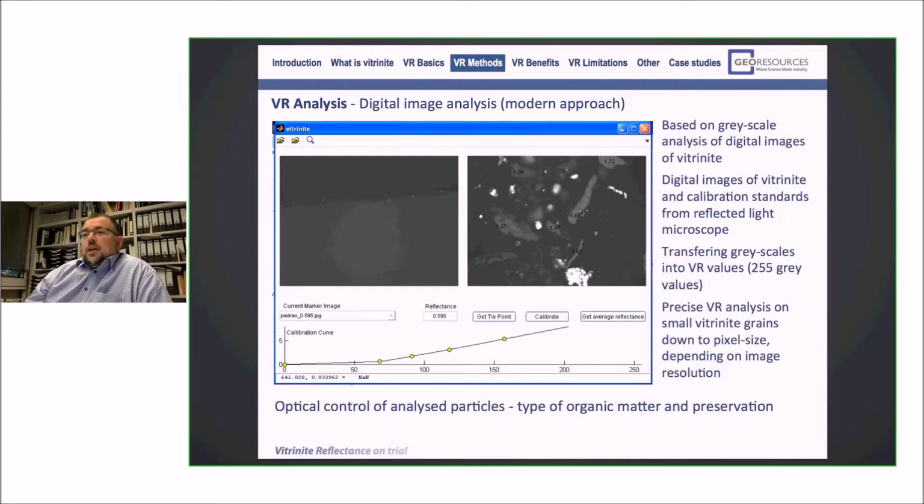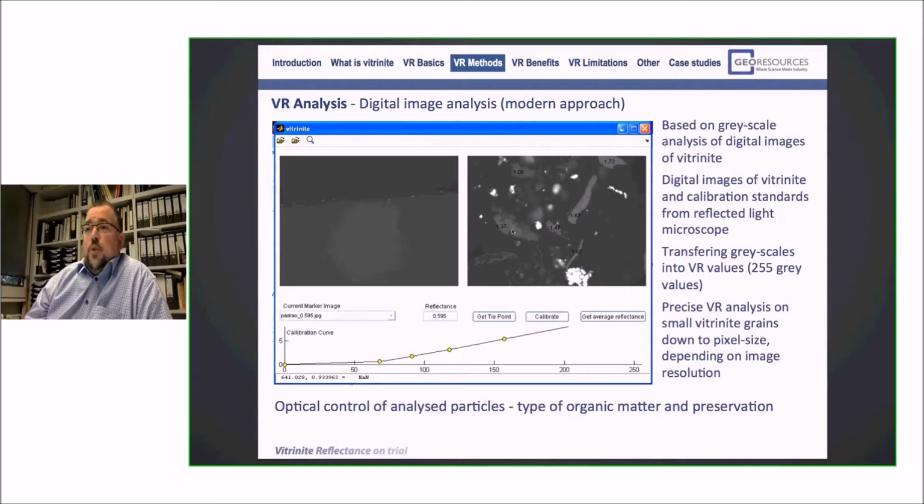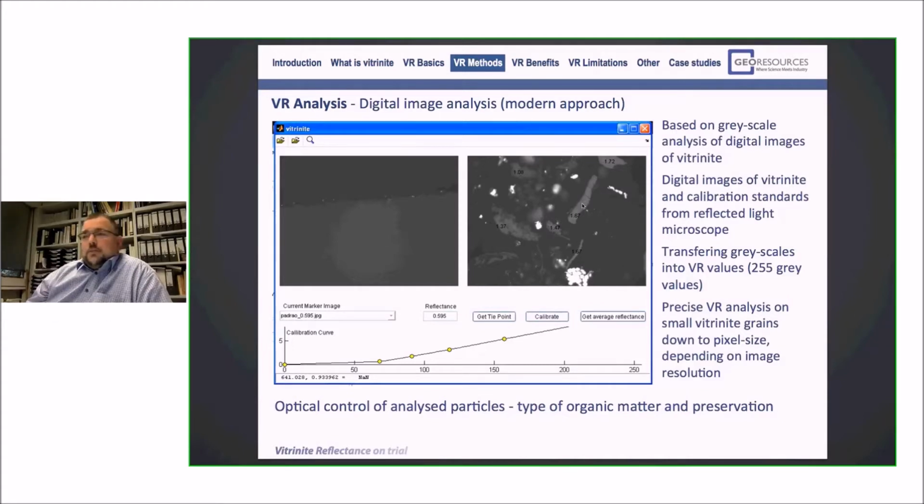Besides this advantage that you no longer work with measuring fields, but can do point measurements, this method also has the benefit that you have an optical control of your analyzed particles. So you can check the type of organic matter and the preservation. And even if you have done all your measurements and you start with the interpretation of your data and you realize that something seems a bit strange in some samples, you can always go back to the exact sample pictures, to the exact fragments that you analyzed, and can check what's going on.